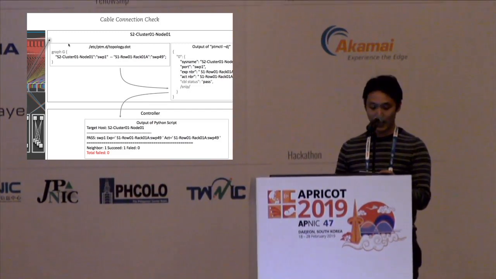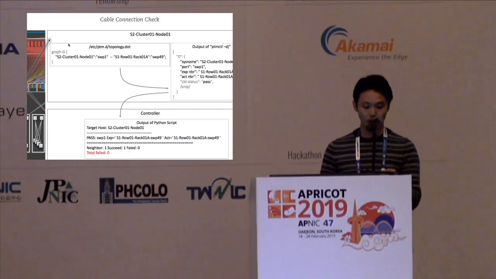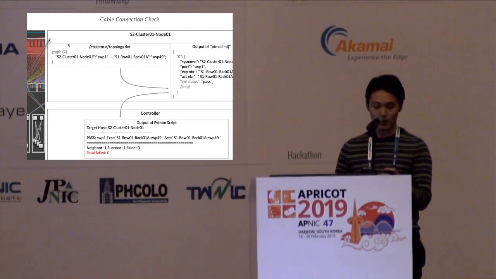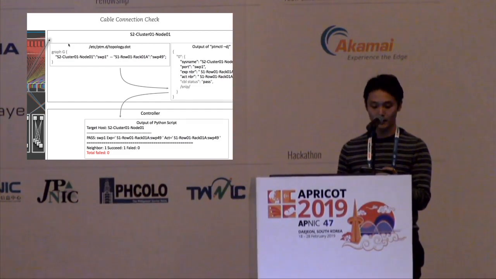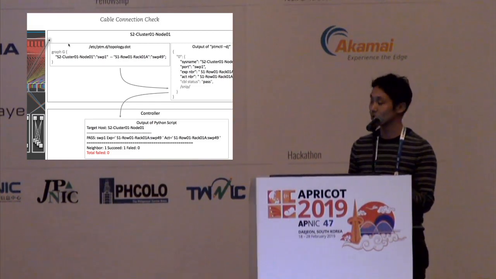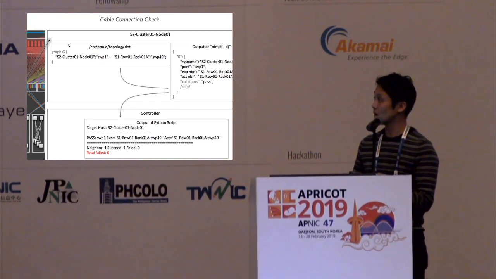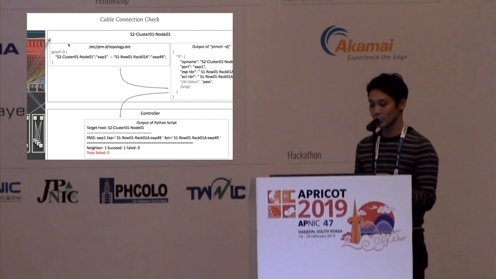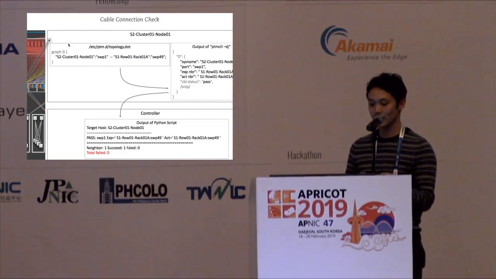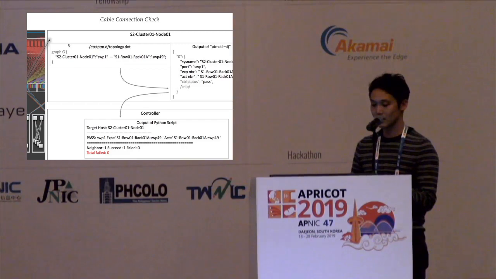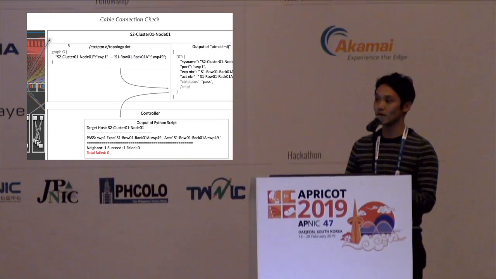And we gather the output of the command on all switches by running a Python script that helps us recognize the wrong connections on the ground. Here is where I have to check. And this time, there's no failure. But if you have some failures, the number is shown in this area.